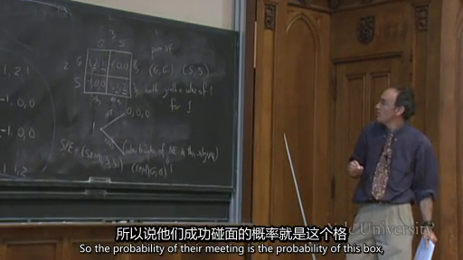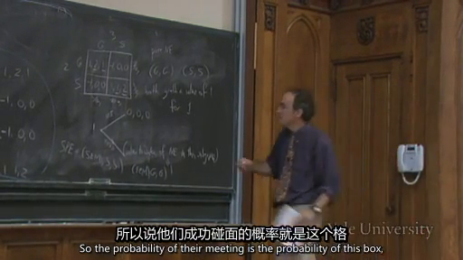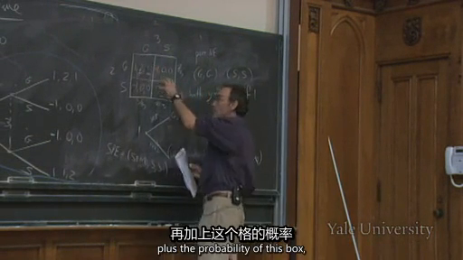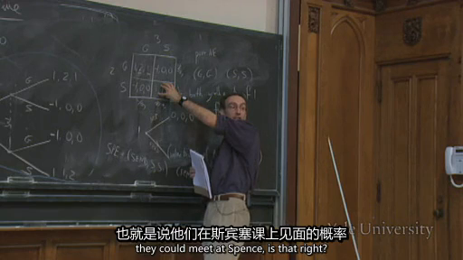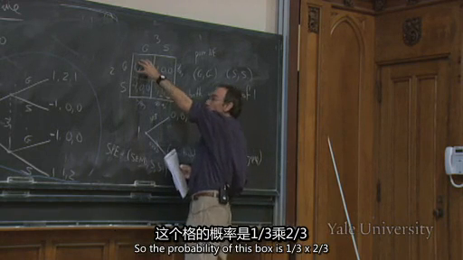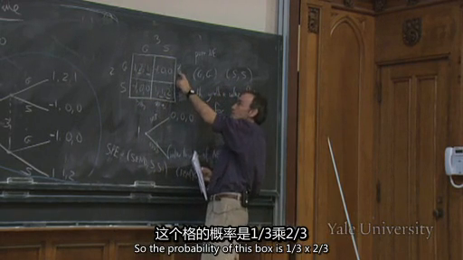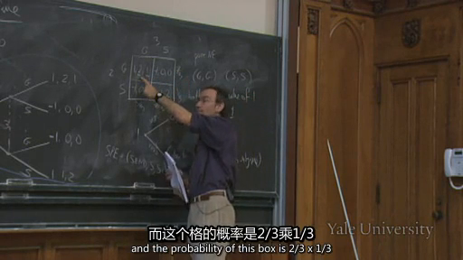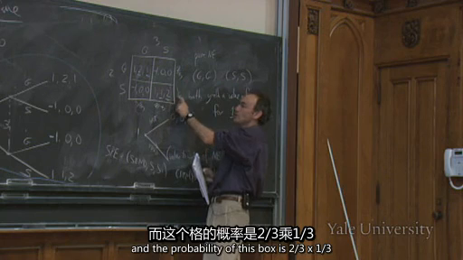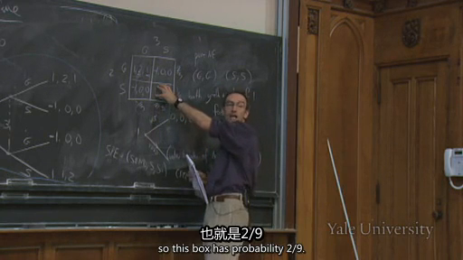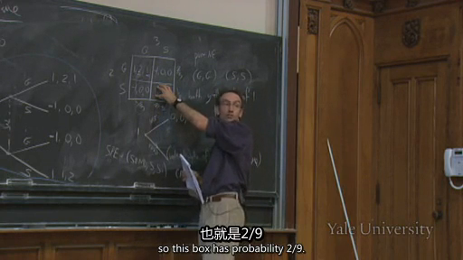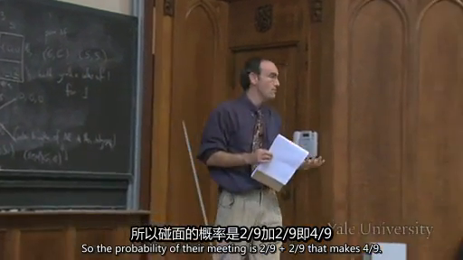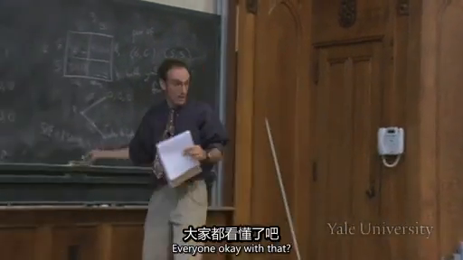So the probability of their meeting is the probability of this box, they could meet at Gaddis, plus the probability of this box, they could meet at Spence. Is that right? So the probability of this box is 1/3 times 2/3. So this box has probability 2/9. And the probability of this box is 2/3 times 1/3. So this box has probability 2/9. So the probability of their meeting is 2/9 plus 2/9, that makes 4/9. Right, everyone okay with that?